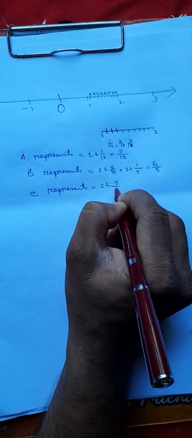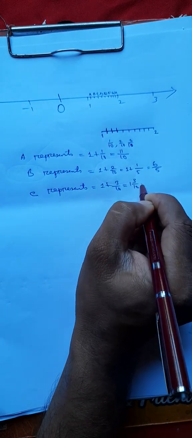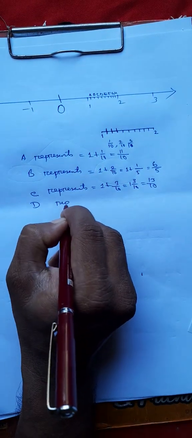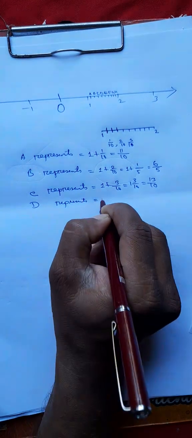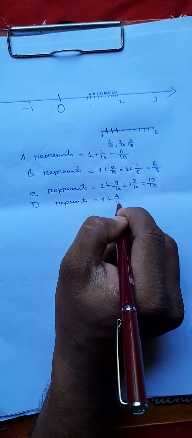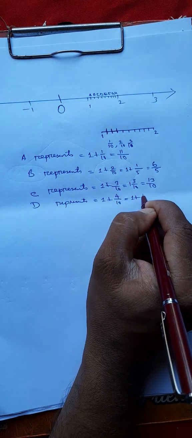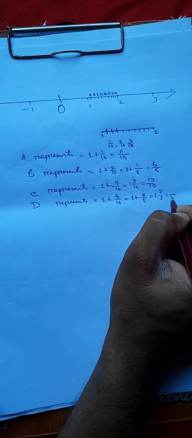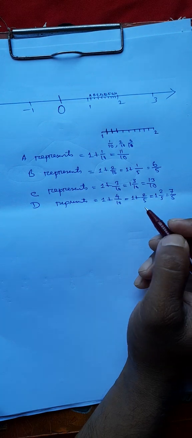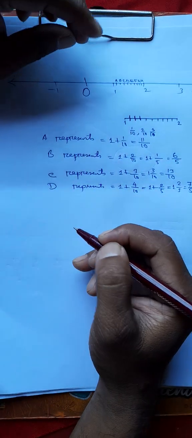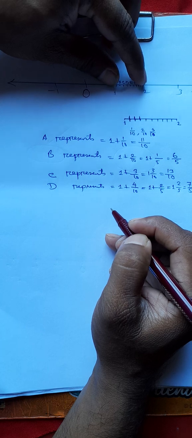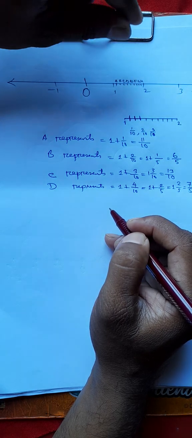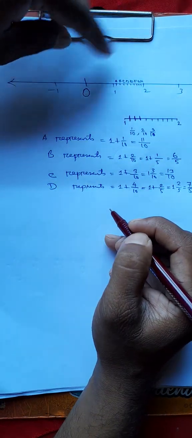Similarly, C represents 1 plus 3/10, 1 and 3/10. That means 13/10. D represents 1 plus 4/10, 1 plus 2/5, 1 and 2/5, or 7/5, and so on. Thus you can find any number in between 1 and 2. So this type of numbers we are discussing here.